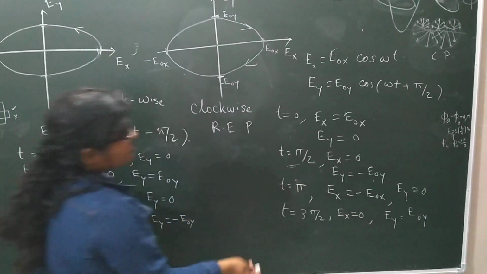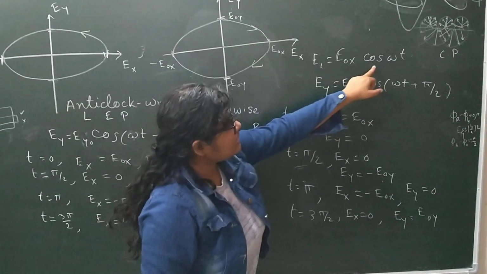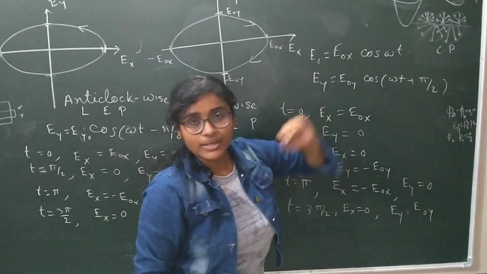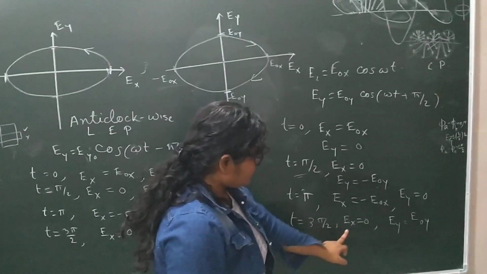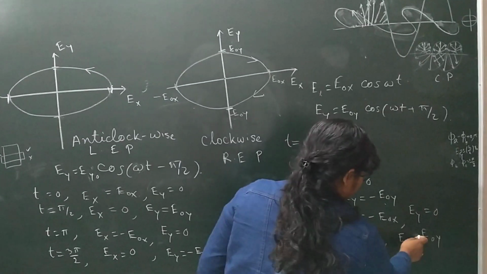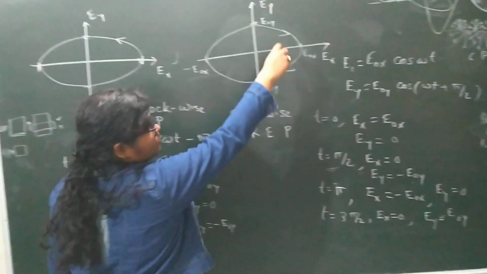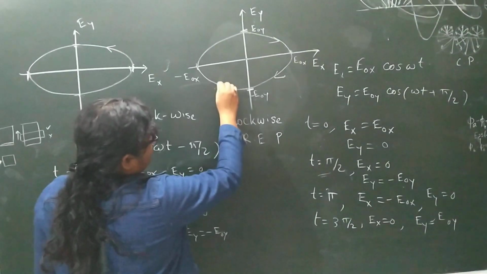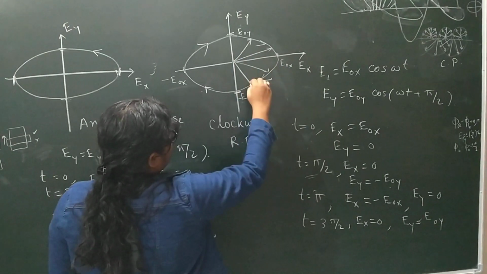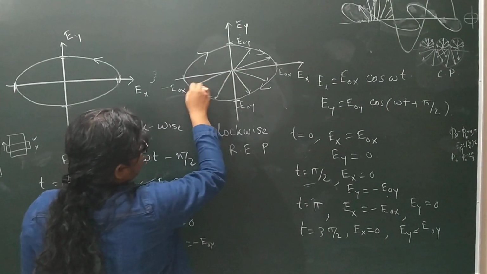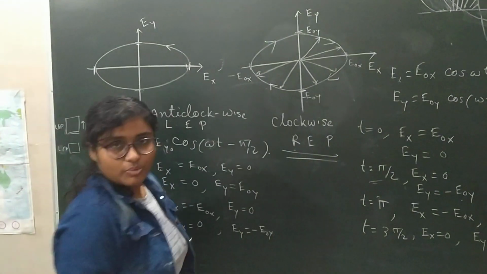Let us take another period of pi by 2. So at t equals pi, Ex will be minus E naught x, because cos pi equals minus 1, and Ey will be 0. At 3 pi by 2, Ex equals 0, Ey equals E naught y. So if you just find out one rotation, you can understand whether the rotation is clockwise or anti-clockwise. It is rotating like this. The electric field vector at any time is tracing this way. So this is the clockwise direction and this implies right elliptically polarized light.